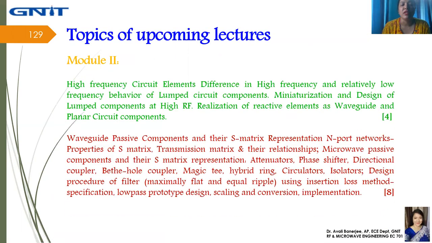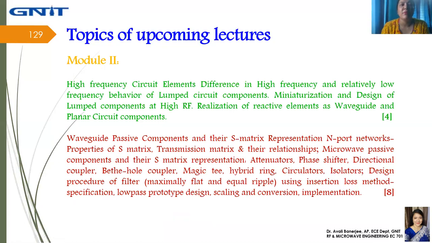So we have started with module 2. We have completed this section, that is high frequency circuit elements. Then we have started the next section also, that is waveguide passive components and their S matrix representation. There we have seen some microwave passive components also. We have seen attenuators, phase shifters, then we have seen the magic T, then circulators, and now here we will start with the remaining microwave passive components.